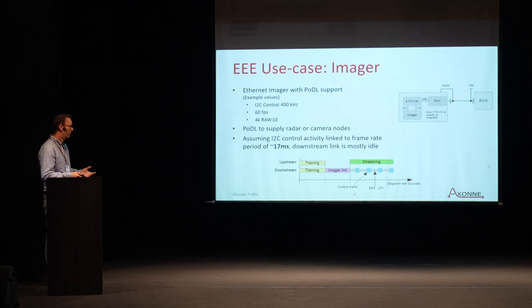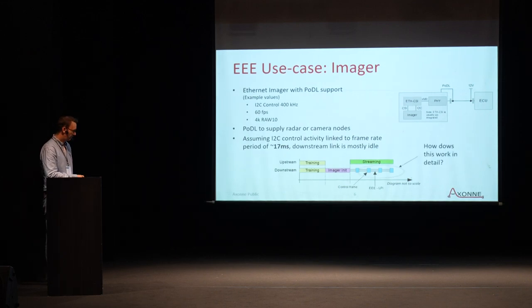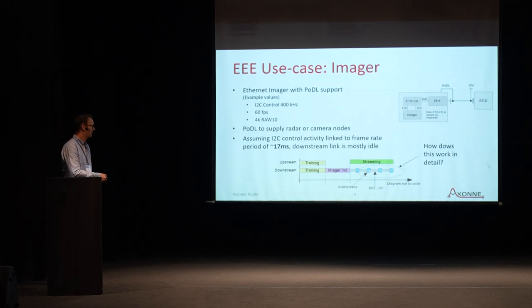You get the best of both worlds in a way: if you wanted to, you have the fast imager in a timing where you can pump data through, and once it's running, you just use what you need, essentially. But now this is super high level at the moment. I'm saying it does LPI, or energy efficient Ethernet, and then it saves power, but how does it work in more detail, protocol-wise?